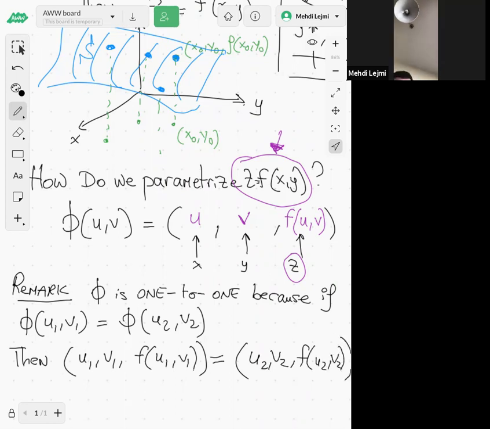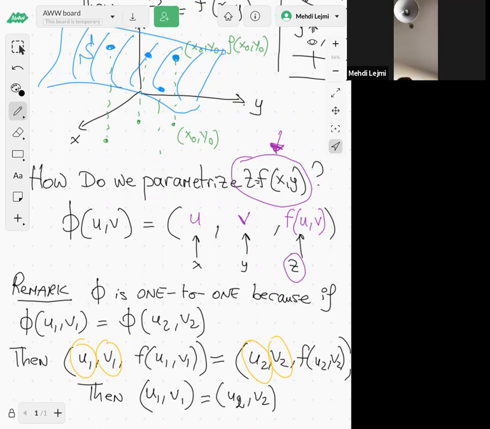But then if these two points are equal, the first component here is equal to this first component, and the second component, v1, would also be equal to v2. So the conclusion is that u1 v1 is equal to u2 v2. Okay. So if 2 points have the same image, then the 2 points are equal. So this map is 1-to-1.